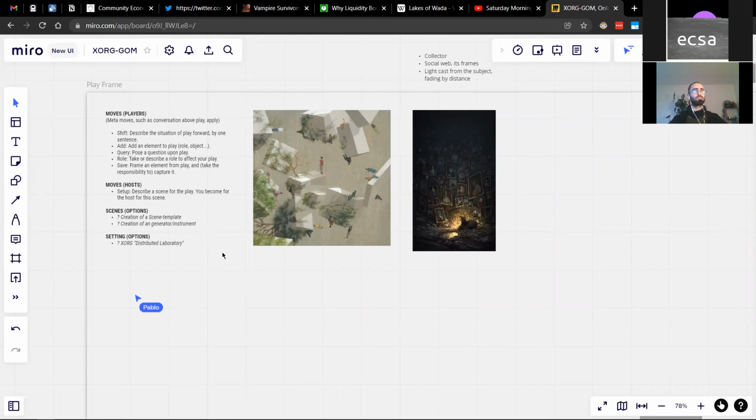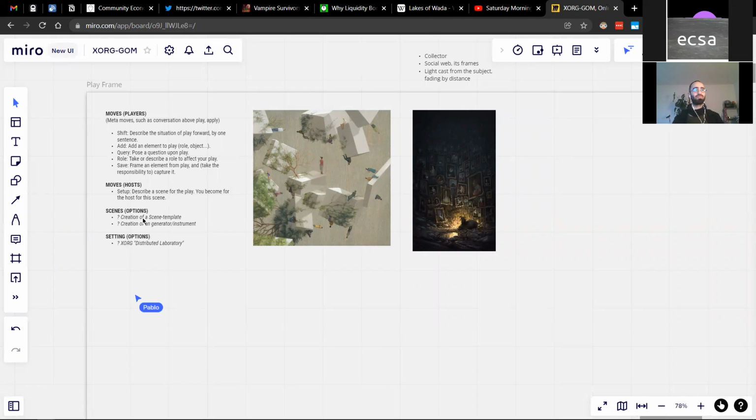And it is a meta play, you could say, but of course it could be something else as well. The meta play idea was to create or select a kind of scene, but the scene could be almost like in this imagined XORG. Here the setting option is a XORG distributed laboratory. What is a distributed XORG laboratory? I don't know, but that can be imagined out.